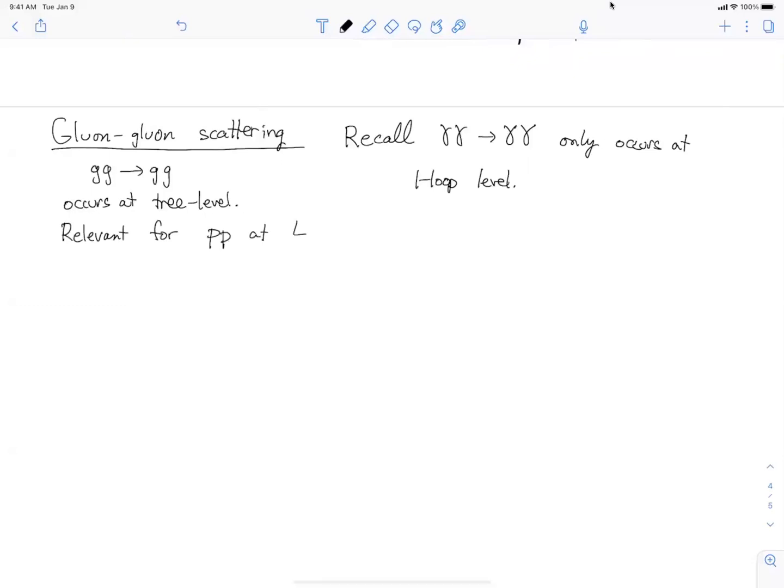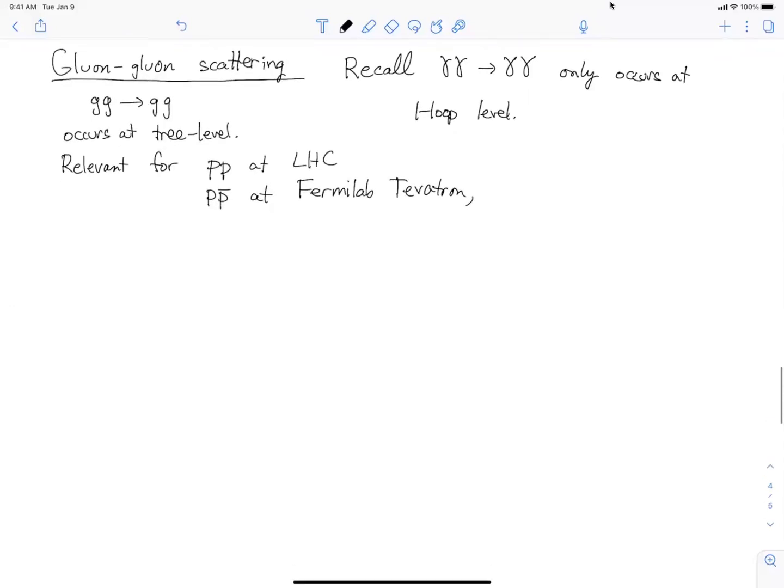So at the LHC, and then the old-fashioned proton-antiproton at the Fermilab Tevatron, now unfortunately turned off. Okay, and so the Feynman diagrams that you can draw, it turns out there are 4 of them. And here they are.